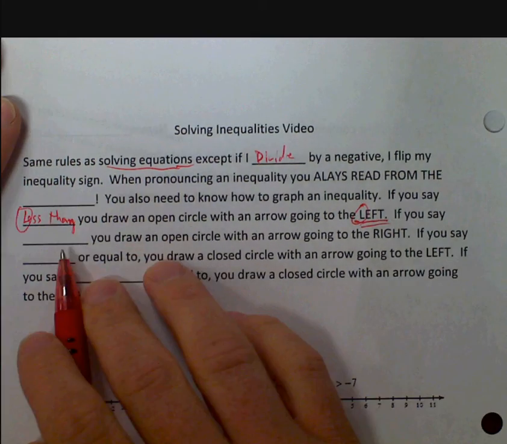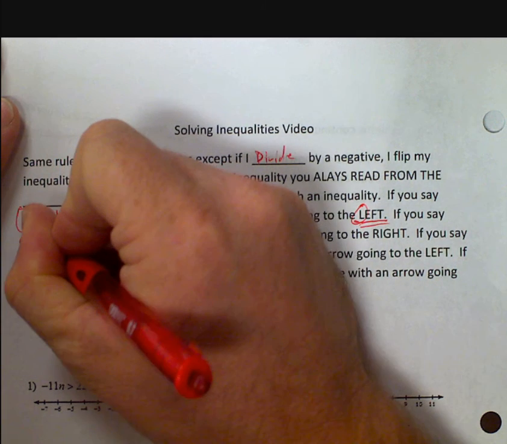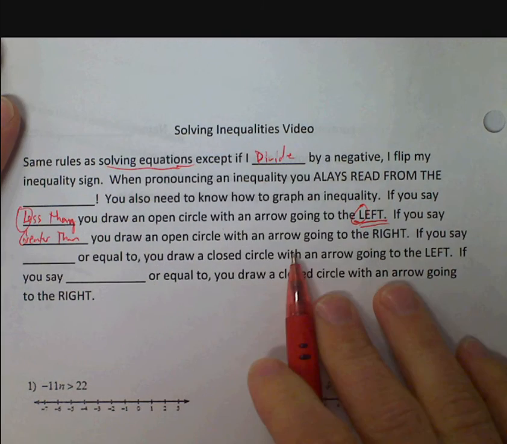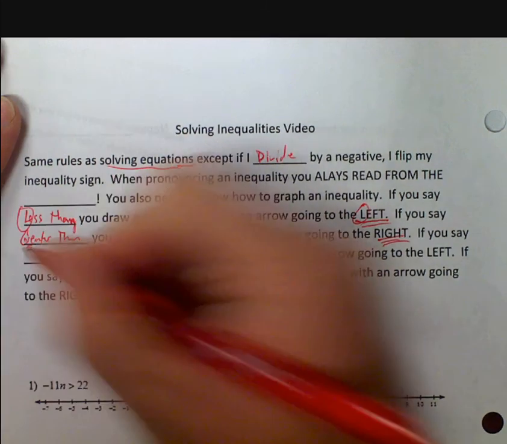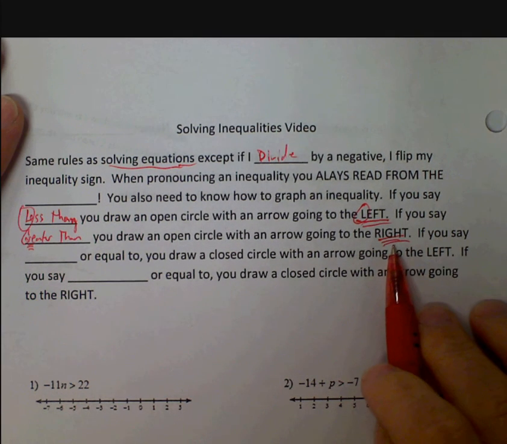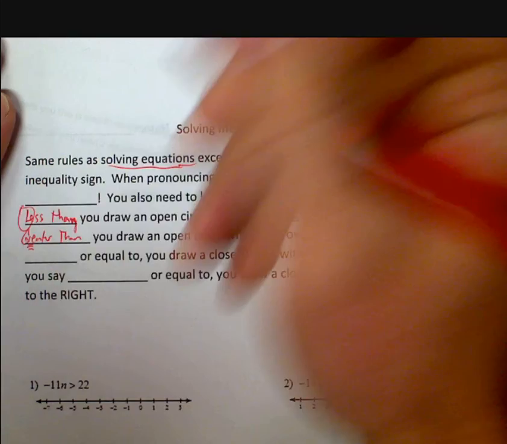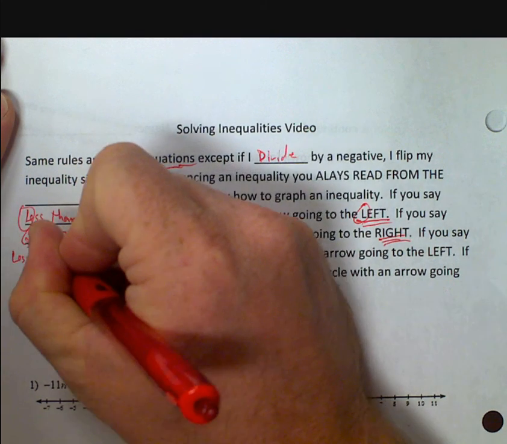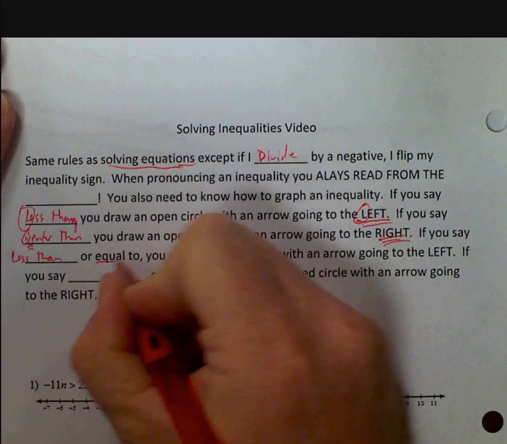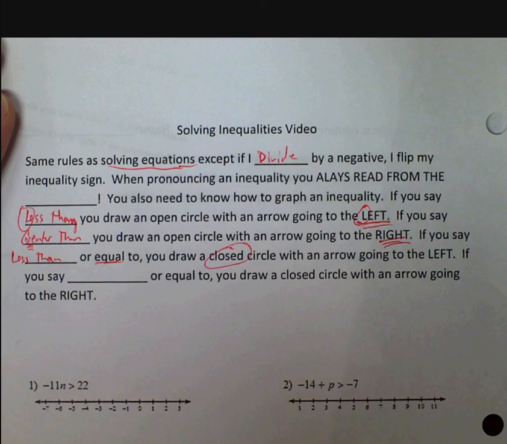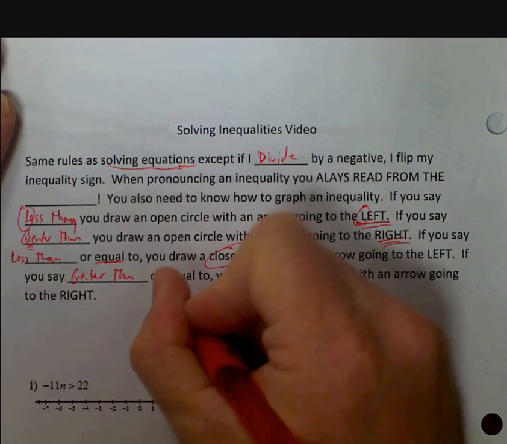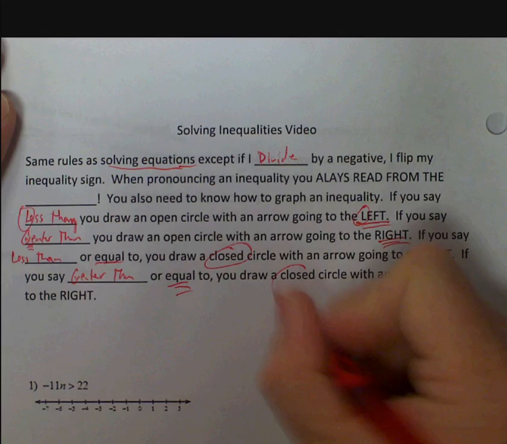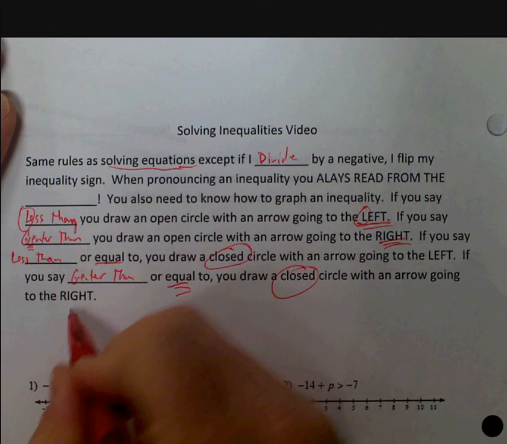If you say greater than, you draw an open circle with an arrow to the right. I look at my R, my greater than, to the right. If you say less than or equal to, you draw a closed circle with an arrow to the left. If you say greater than or equal to, you draw a closed circle with an arrow going to the right.